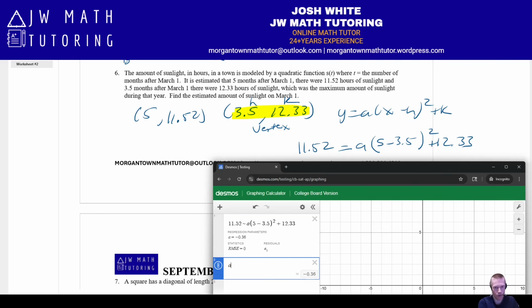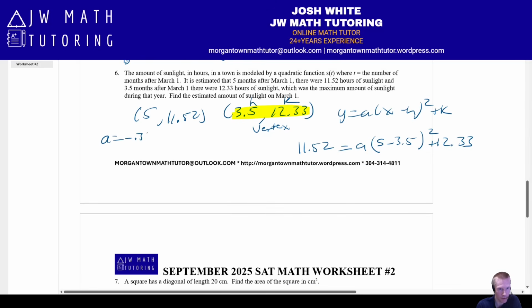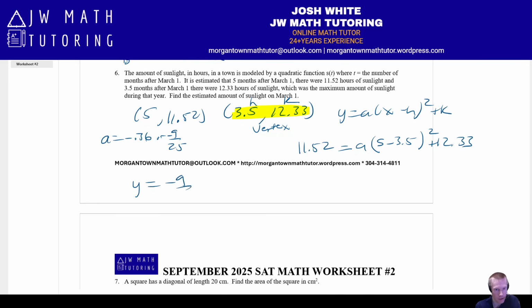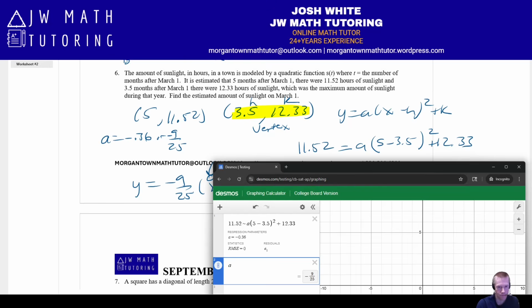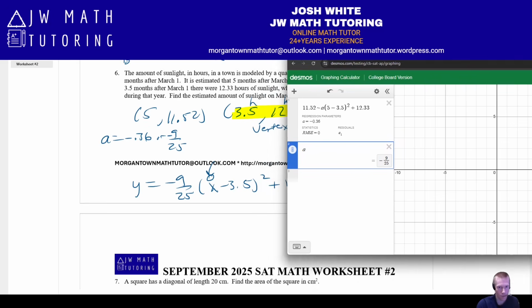All right, so when I do that, notice I get negative 0.36. Or if you want to turn it into a fraction, it is negative 9 over 25. Okay, so negative 0.36 or negative 9 over 25. So now the equation looks like this, and you're just going to plug in the value of 0 for x, and that's going to be our answer.